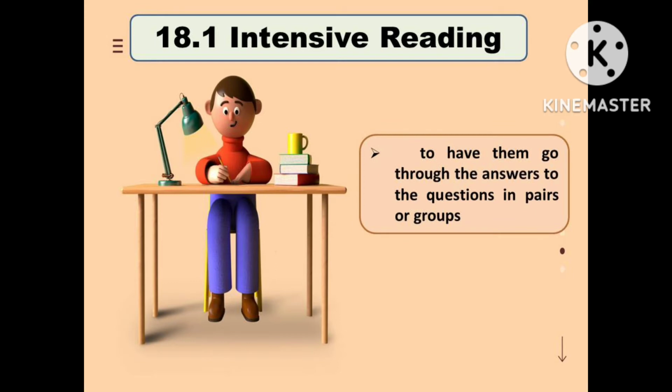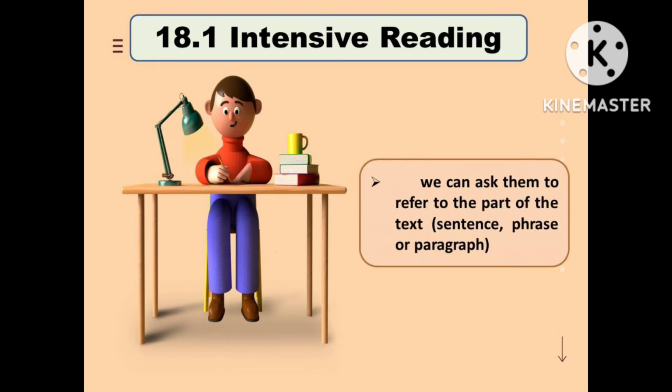When the students have read the text, it is a good idea to have them go through the answers to the questions in pairs or groups. When we get the students to say what they think the answers are, we can ask them to refer to the part of the text, such as a sentence, phrase, or paragraph, which helped them to decide. In this way we ensure their engagement with the text.